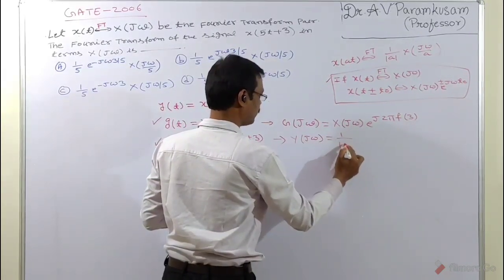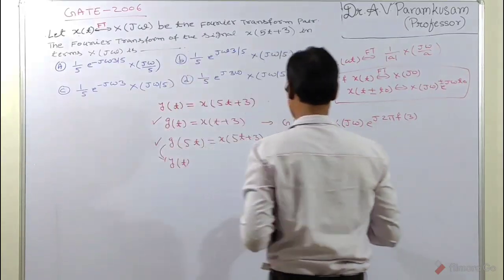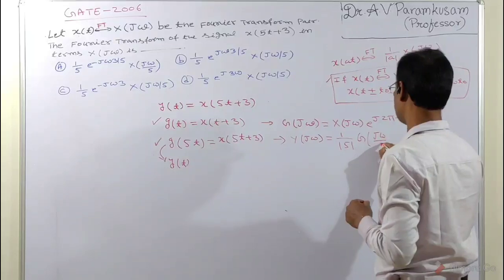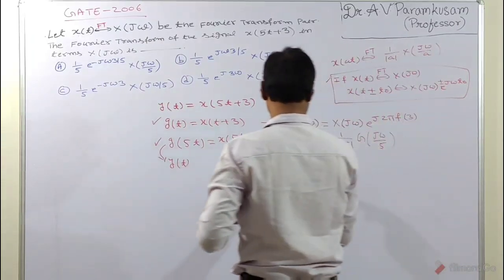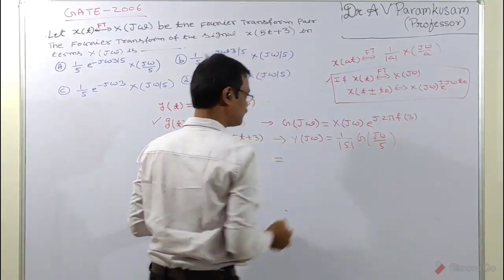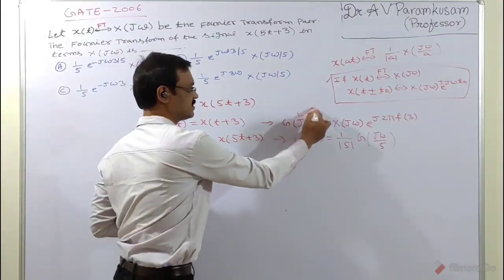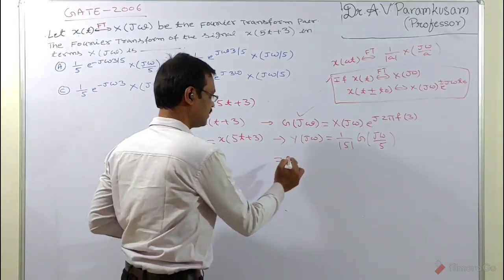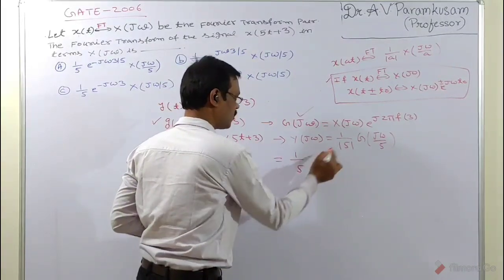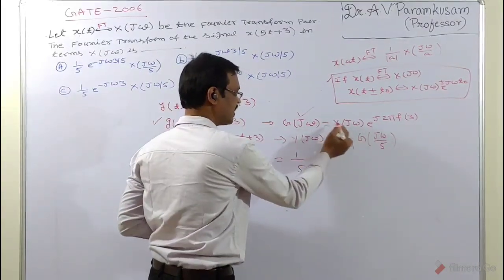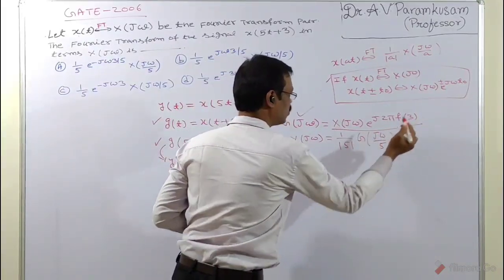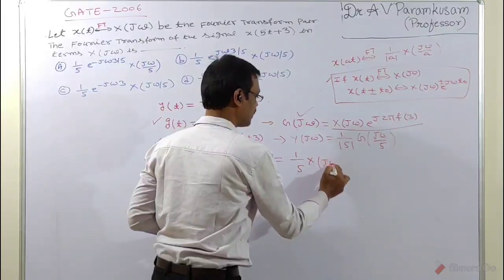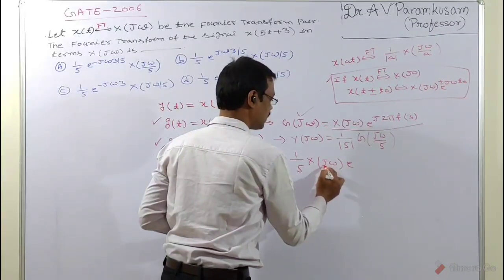1 by mod a, G of j omega by a. See here, G of j omega is given by this expression. Now you get G of j omega by a. Here a is 5, so 1 by 5. G of j omega is equal to x of j omega into e power j 2 pi f 3, no? So this is equal to x of j omega into e power j omega 3.